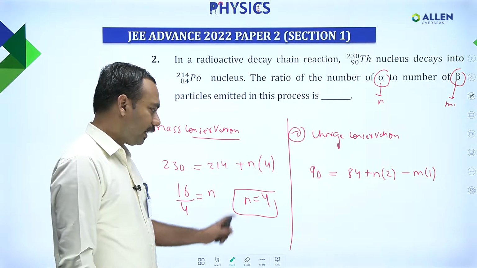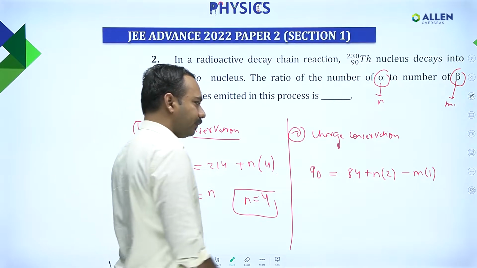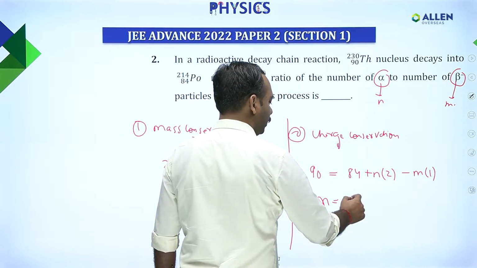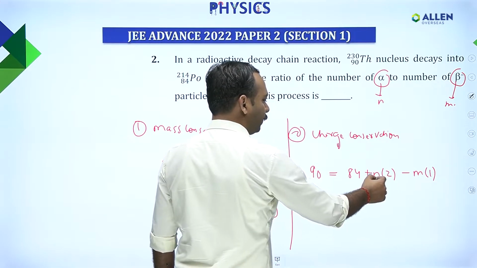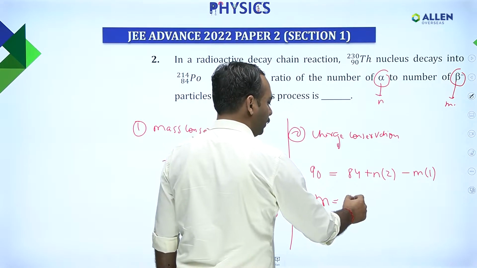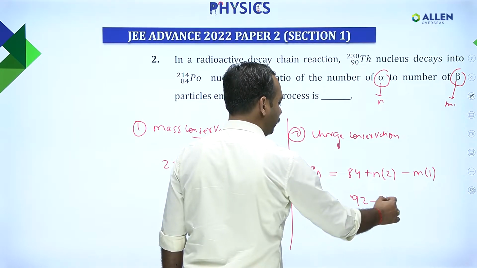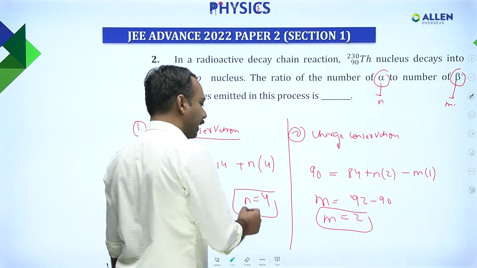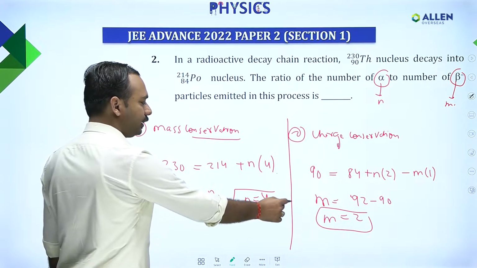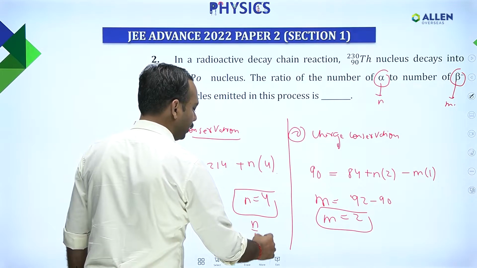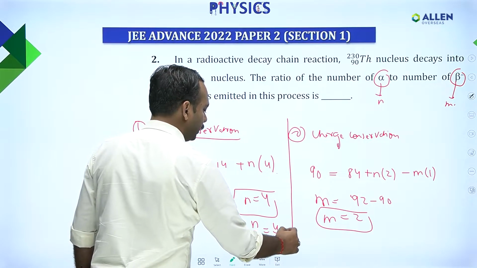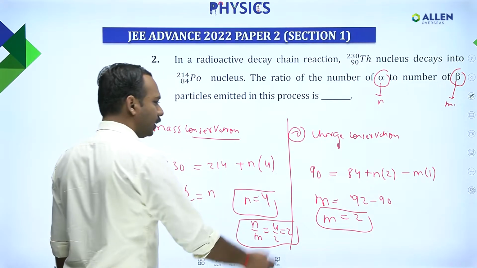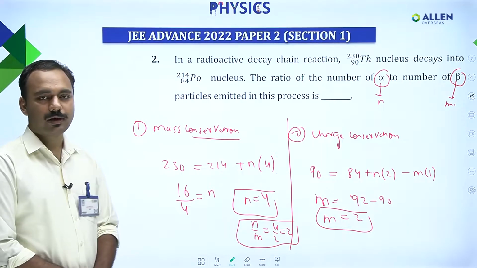So do I know the value of n? Substitute n equal to 4 over there, and m comes to be: 84 plus 4 times 2, that is 8, so this will come out to be 92 minus 90, and m is coming out to be 2. They have asked the n to m ratio. So the n to m ratio would be 4 by 2, that is 2. You can see a very basic question from modern physics they have asked.